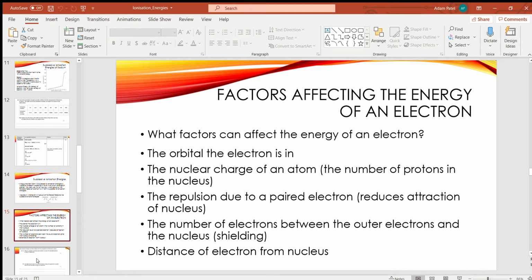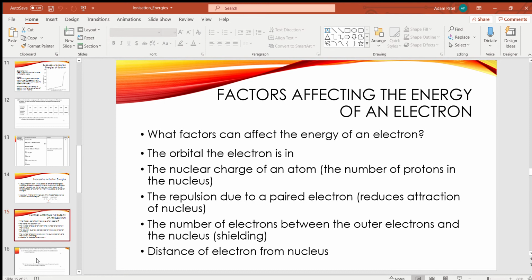Click on the next one. Factors affecting the energy of an electron. Which factors can affect the energy of an electron? First, the orbital the electron is in. Different electrons in different orbitals have different energies. For example, 2p has a higher energy than 2s. 3p has a higher energy than 2p or 3s. Remember that 4s has a lower energy than 3d. So orbitals do matter.